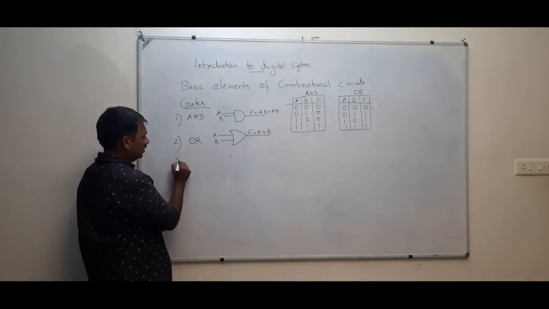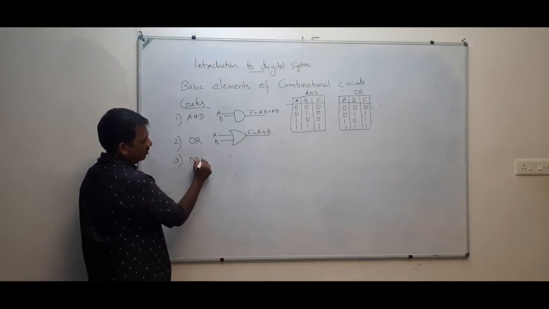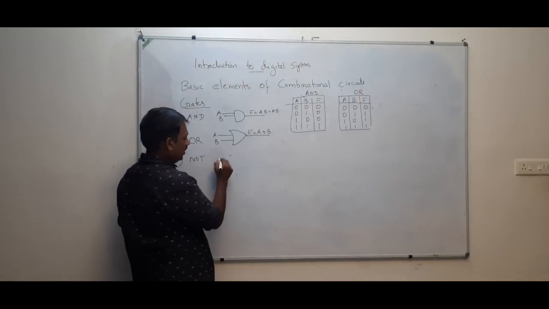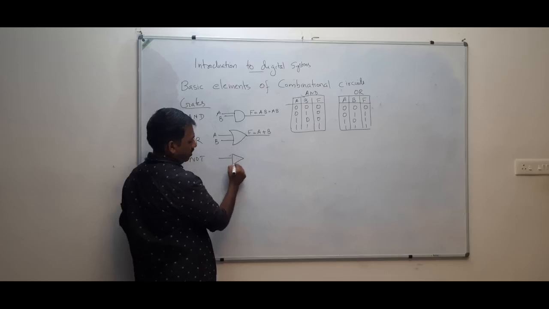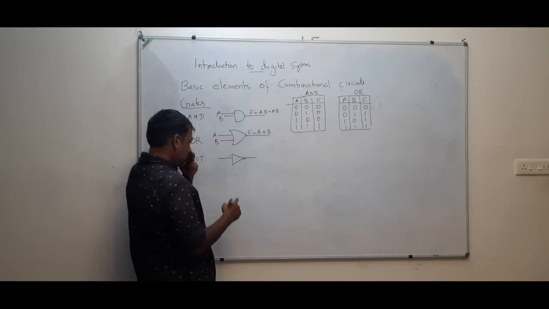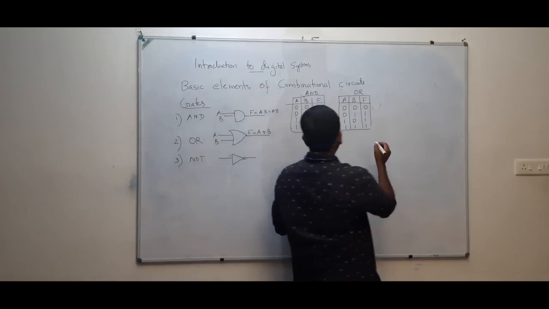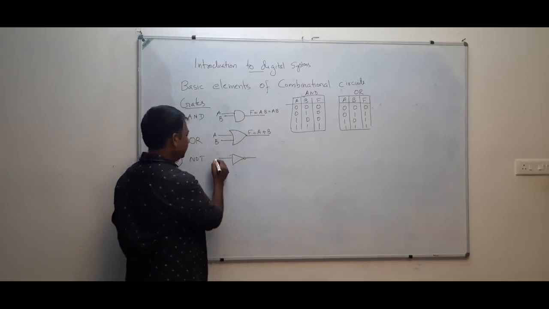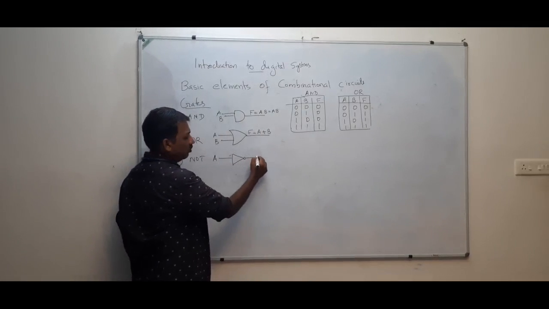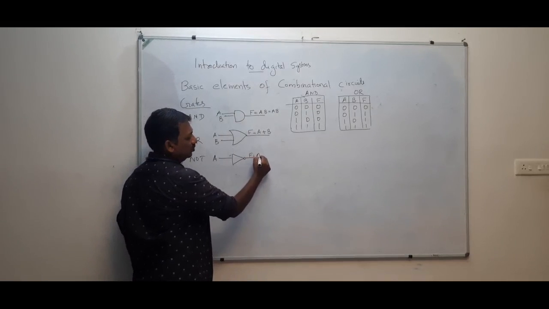And number 3, NOT. NOT is represented by this NOT gate, and here you have a bubble, and you have only one input A, and that will be complemented. That means F is equal to A bar.